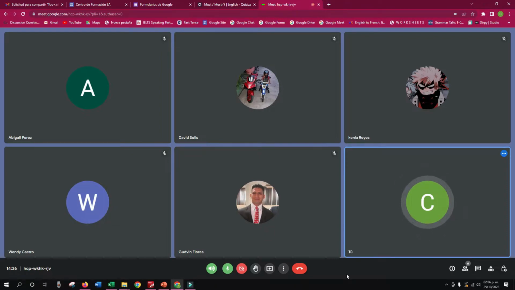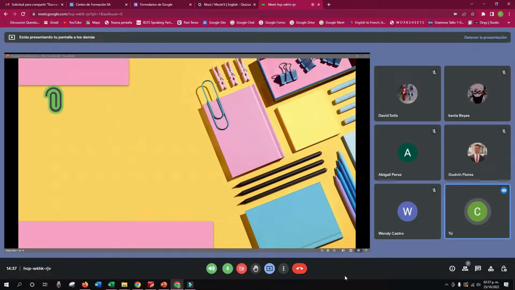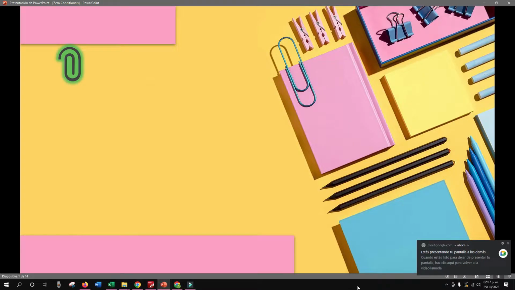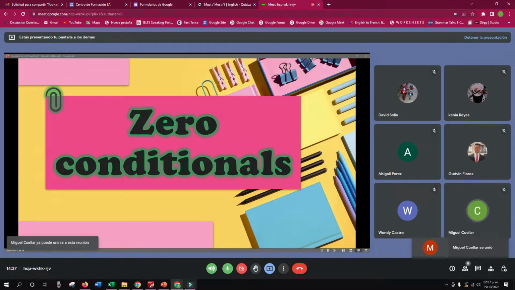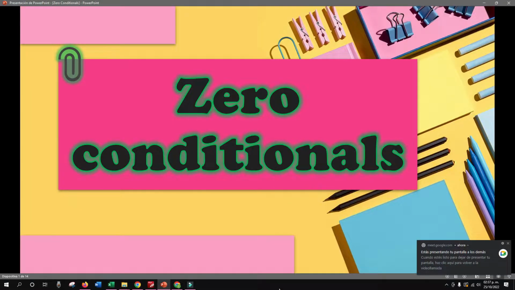Reflexive pronouns, right? So, today we're going to start with a new topic, zero conditional. There are 4 types of conditionals, but today we're going to study the zero conditional, right? So guys, we're going to start with this, zero conditionals.